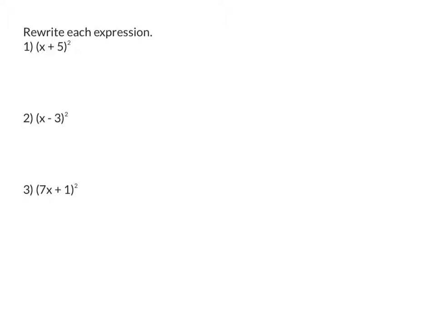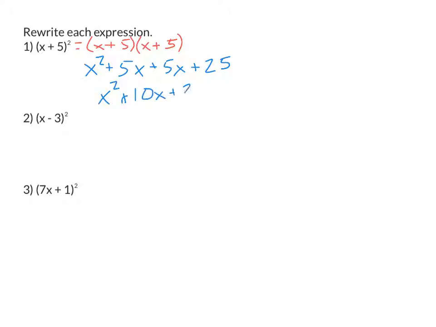And so what that means is that we're going to take the expression x plus 5 and take it times itself. That's what it means to square. You take something times itself. So then it becomes a FOIL process where we take x times x, x times 5, 5 times x, and then 5 times 5. And so we result in x squared, x plus 5x gives us 10x, still plus 25.